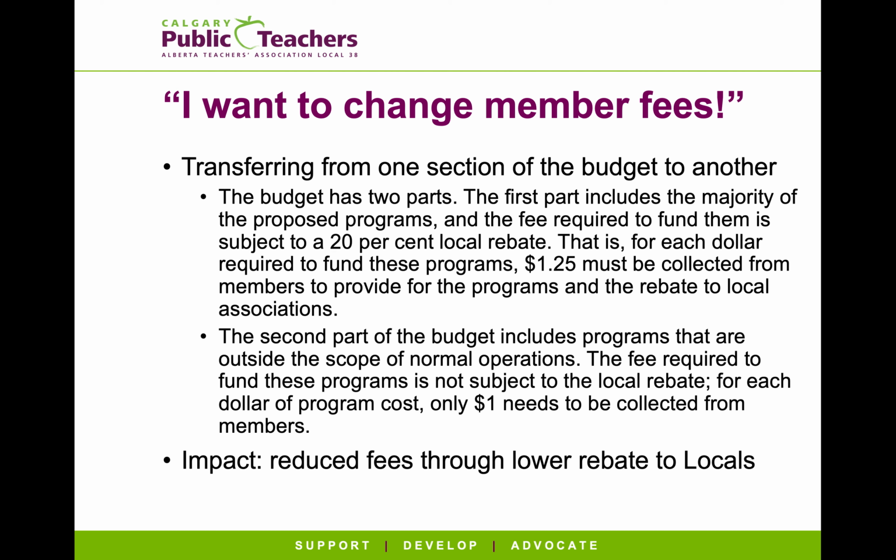The second part of the budget is the non-rebatable section. These programs tend to fall outside of the scope of normal association operations, but for each dollar that you collect or spend in that area, only $1 needs to be collected from members. So if you move something from the rebatable section to the non-rebatable section, you are reducing member fees because you are driving lower the amount that is rebated to locals themselves.